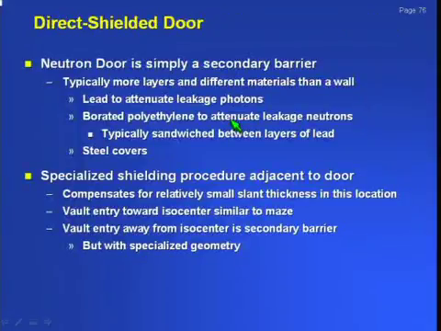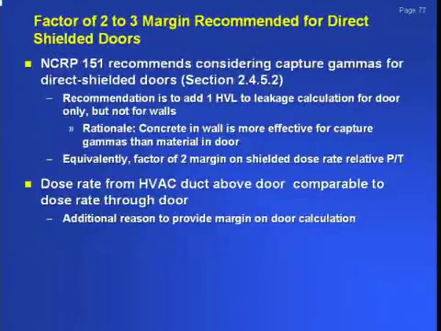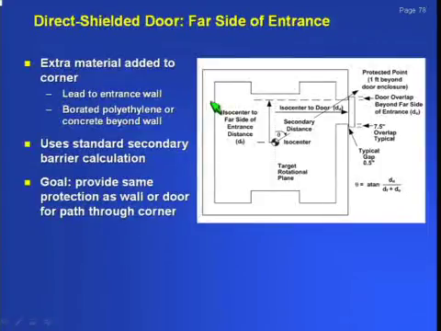And then you can do a direct shielded door. Your neutron door is simply a secondary barrier. Your specialized shielding procedure is adjacent to the door. NCRP 151 recommends considering your capture gammas for direct shielded doors. To make a short version of it, you add an HVL for leakage for the door. That answers all kinds of questions.